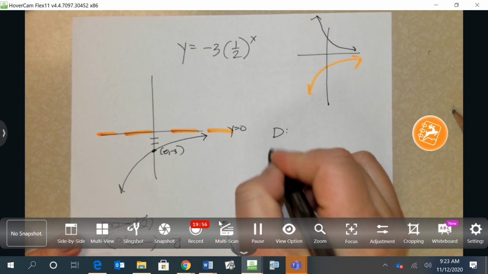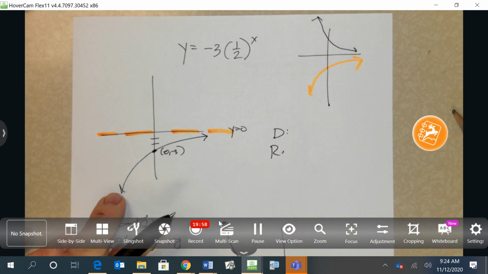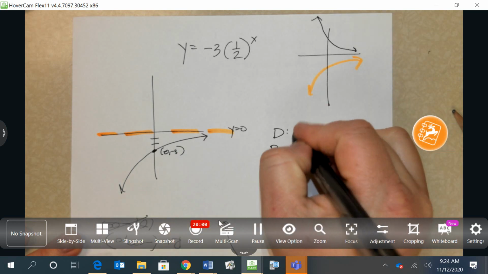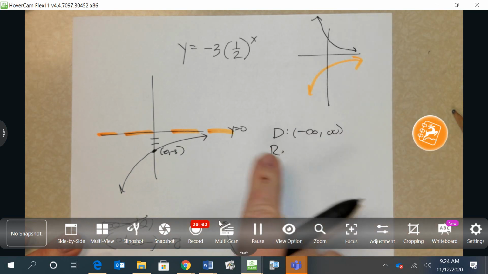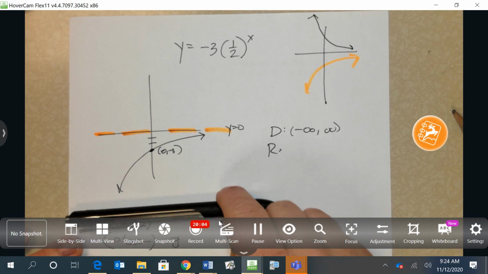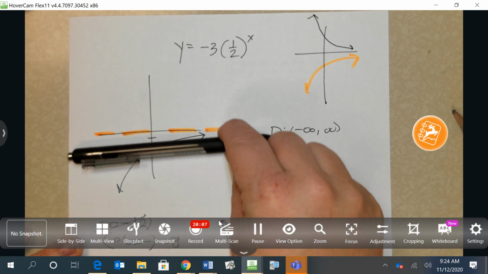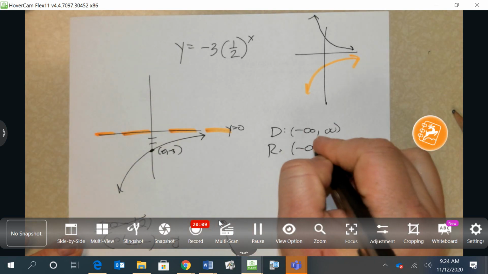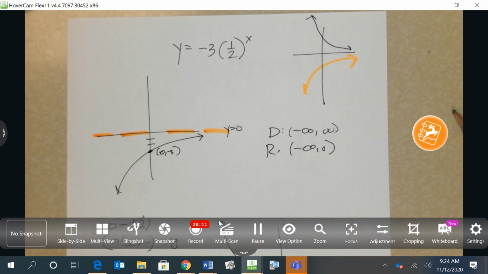And now I'm going to do the domain and the range. No limit how far it goes to the left or to the right. It's continuous. And for the range, always bottom first. There's no limit how low it goes, and it approaches 0. Okay, so we finished up our second task.